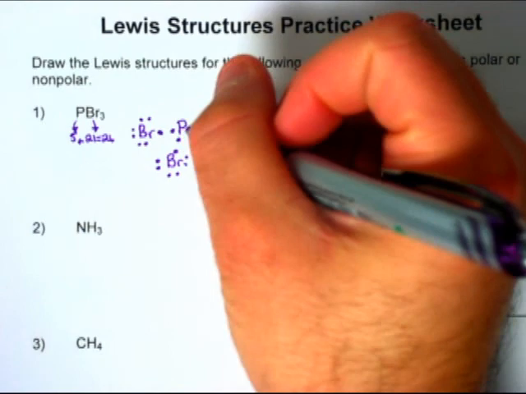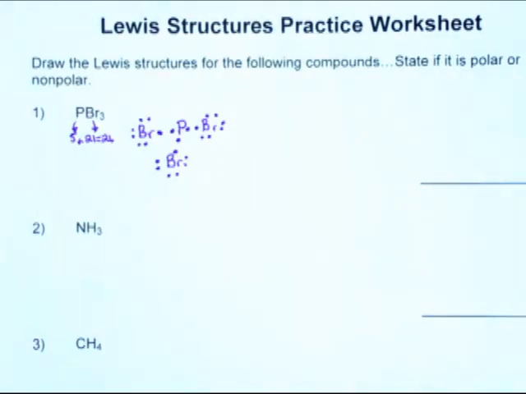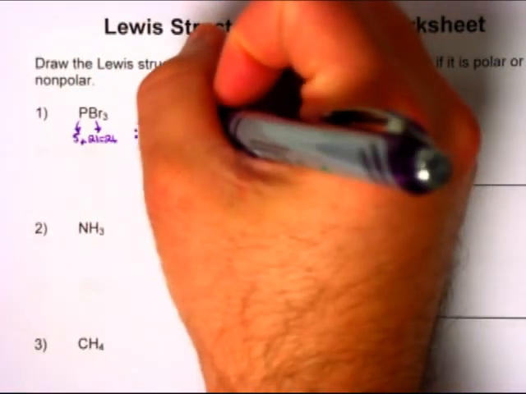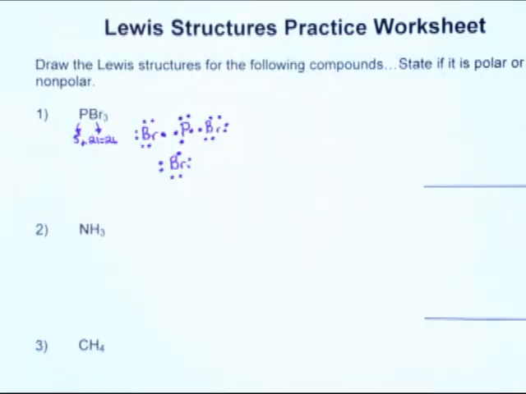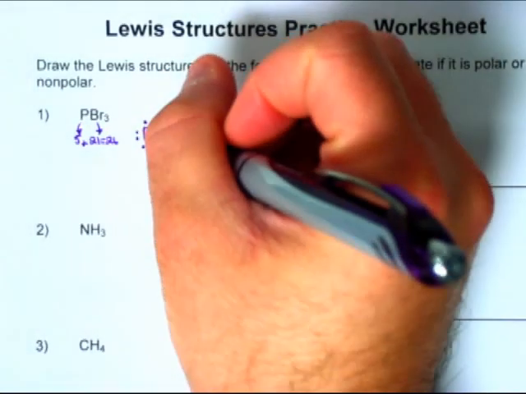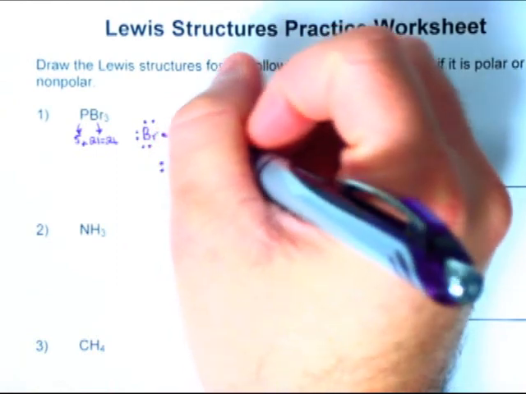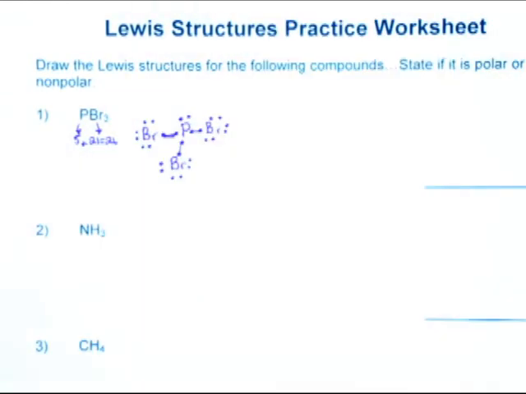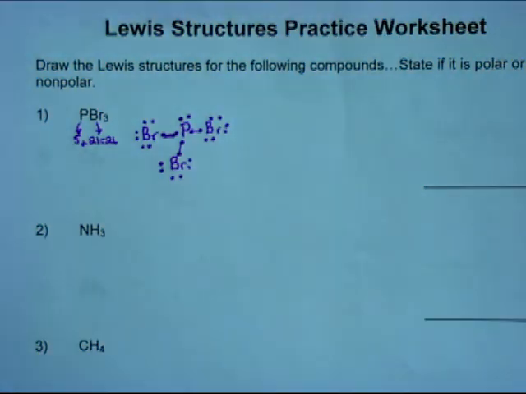1, 2, 3, 4, 5, 6. So the P is still messed up. And remember, we've used 24 electrons at this time. So where do you think my 2 last ones are going to go? Yeah, on the P. Very good. So you could draw it like that. That's fair enough. Or you could do the little line to connect the P and the Br. That's fine as well. Now, would you call this polar or nonpolar?